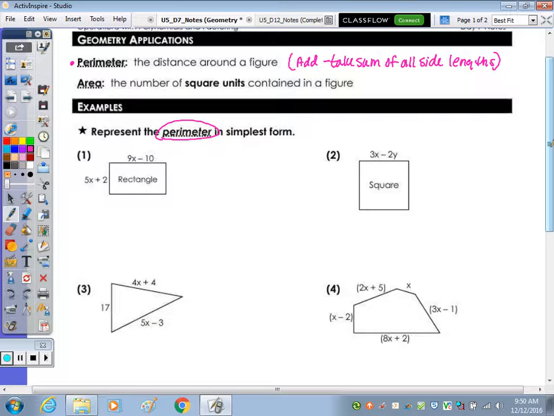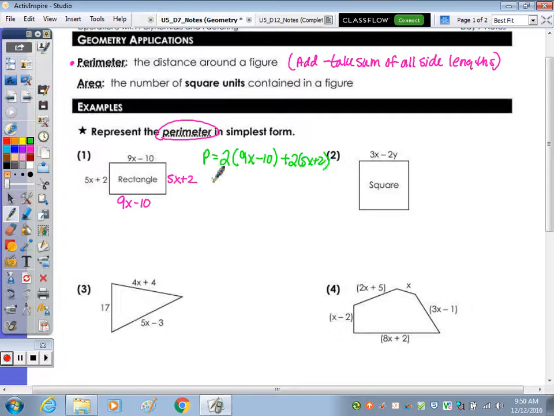So don't forget, even though 2 sides are labeled, in a rectangle opposite sides are congruent. So this side is 9x minus 10, and this is 5x plus 2. So in showing the work, rather than writing those expressions 4 times, I'm going to say that the perimeter is equal to 2 of the expressions 9x minus 10 and 2 of the 5x plus 2. So I can easily just double them.